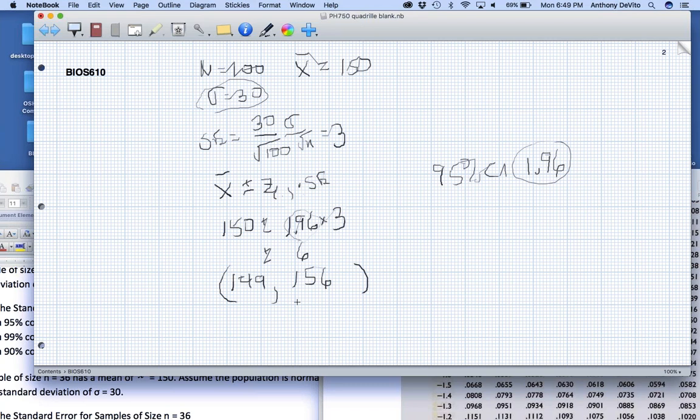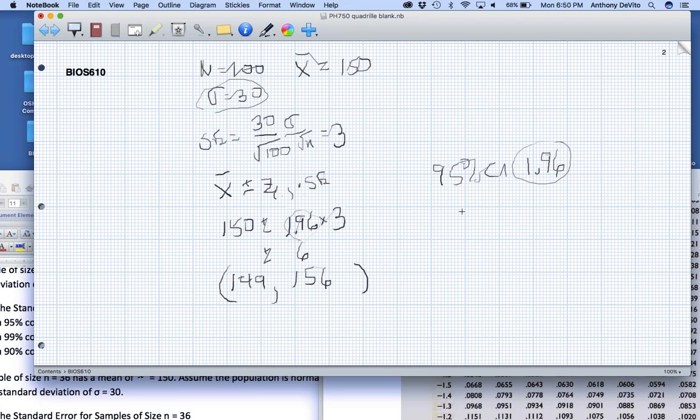Is it more likely to be 149 than it is to be 155 or 150? We're really not speculating with that. All we're doing is saying that our point estimate, our most likely view of what the mean is, is 150 because that's what our sample says. But we can say with 95% confidence, it's between 149 and 156. Not 100% confidence, 95% confidence.